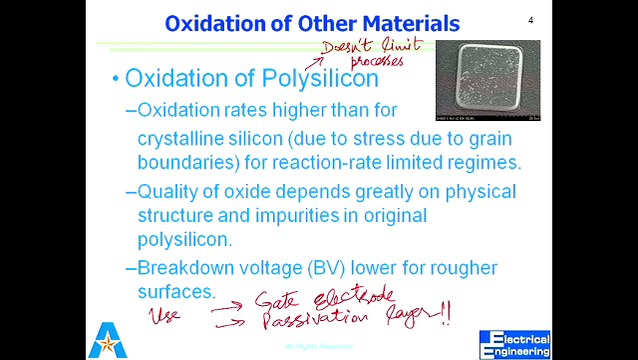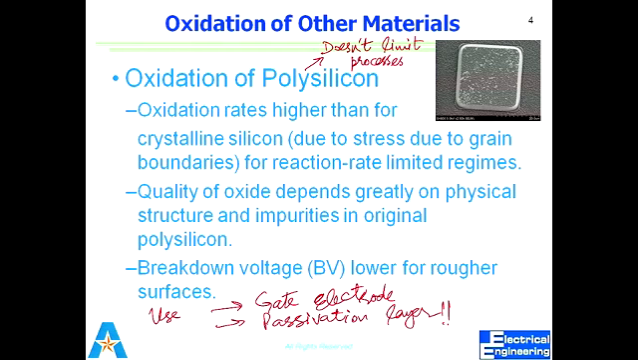But at least you should know that if we have a silicon surface or a polysilicon surface, how the reaction rate would differ from each other. Secondly, the quality of oxide depends greatly on the physical structure and impurities in the original polysilicon. The quality depends on the roughness of the surface of polysilicon. If you have a very smooth surface of polysilicon, the quality of the grown oxide would be better as compared to a rough surface.